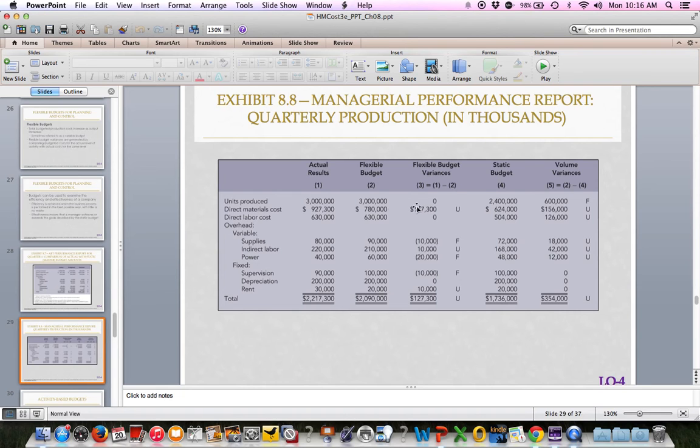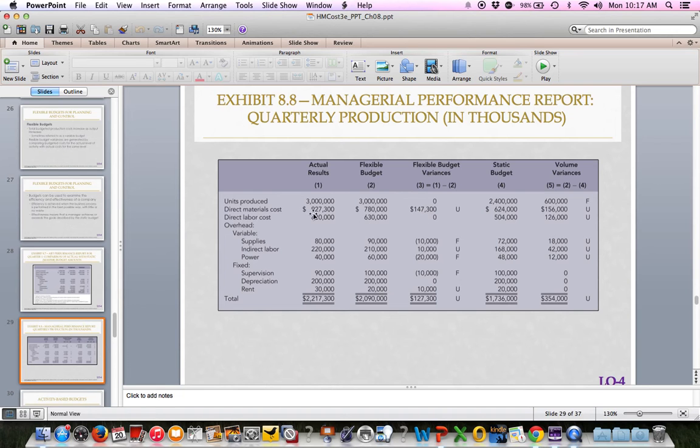Okay, so my flex budget variance is column 3. Columns 1 minus 2 is column 3. And so I set my units produced exactly, budget and actual, I set them to be the same. And I basically say if I make 3 million units with my static budget assumptions and adjust that to 3 million, what would that be? Well, my direct materials cost was 780. So now look at this.